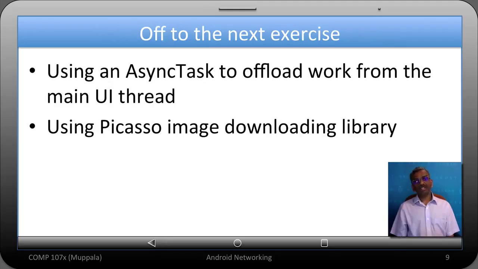Now we'll move into the next exercise where we will look at the use of an AsyncTask to offload the work from the main thread to a background thread. AsyncTask is a very easy way of achieving this in practice. In addition, we'll also employ the Picasso image downloading library to download data asynchronously behind the scenes and then update the UI when the data is ready.